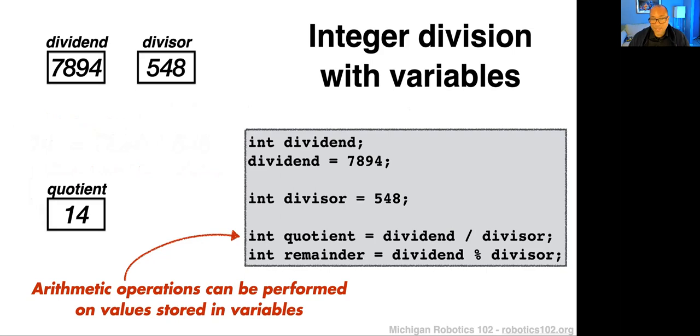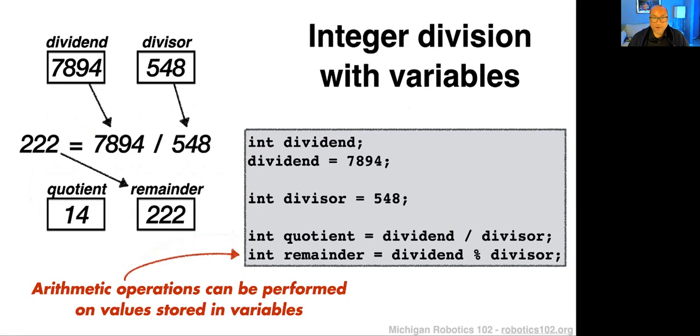We can then do this again for our remainder. In our remainder, we're going to retrieve dividend, retrieve divisor, and perform our operation. That should be a modulus. That's a mistake. I'm going to circle this, because I need to go fix it. There we go. So that should be a modulus right there. And so then we get our remainder, which is going to be 222, and we store that in our variable for remainder.